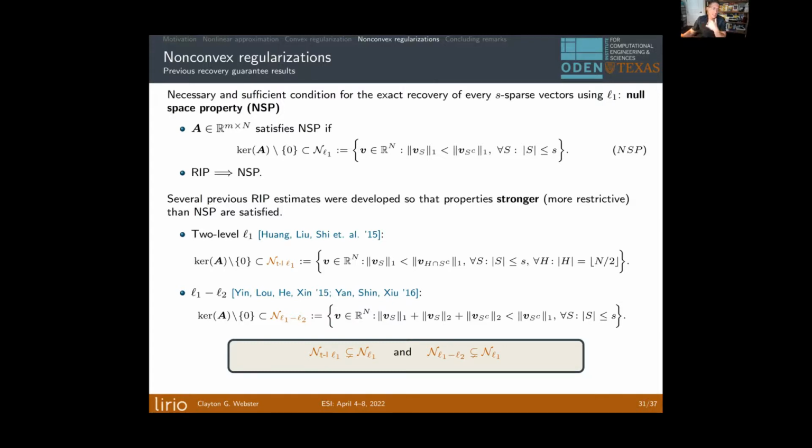There has been some work on 2-level L1, and what was shown is that the kernel is contained in a set of the following definition, which I won't go through in detail, but the set itself is not properly contained in the L1 null space. In other words, this is more restrictive than L1. The same can be said for L1 minus L2. So there's not really a theory to support why this would enforce sparsity at least as well as L1.